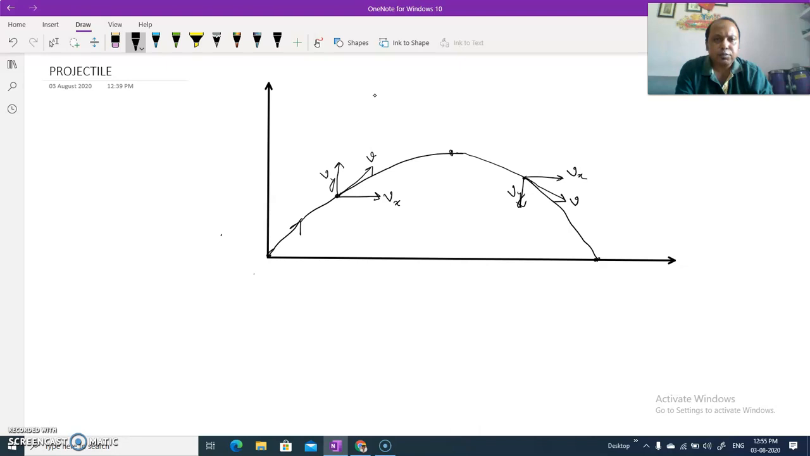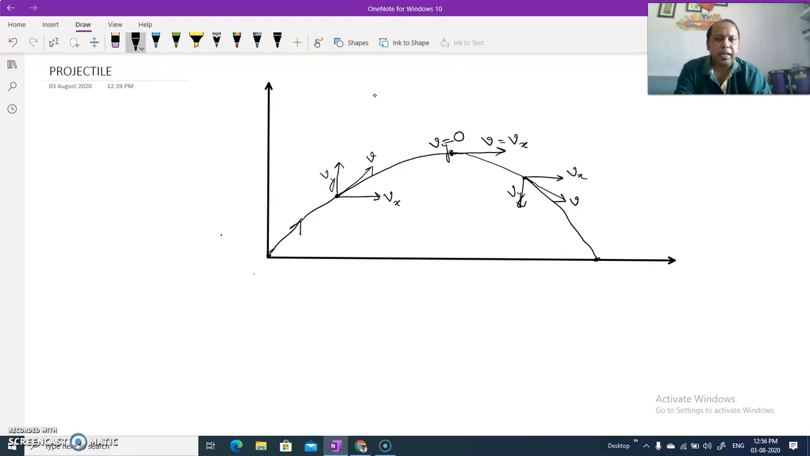Let this be the topmost point. Here the body reaches and starts moving down. At this point the velocity is given by the horizontal component only, that is vx, and the value of vy naturally will be 0, because at this point it starts descending. So at this point the velocity in the vertical direction will be 0, but the velocity in the horizontal direction always remains, which is given by vx here.